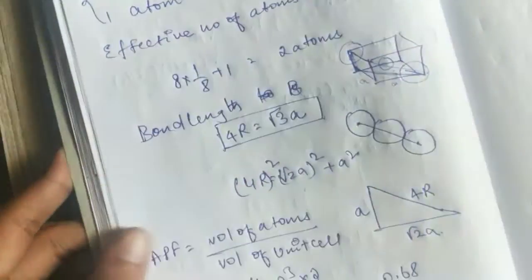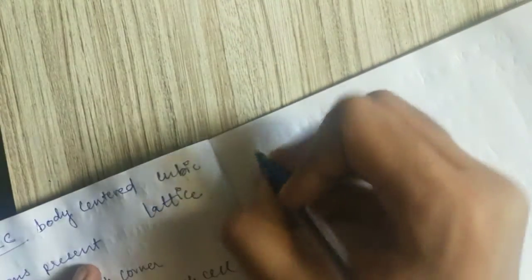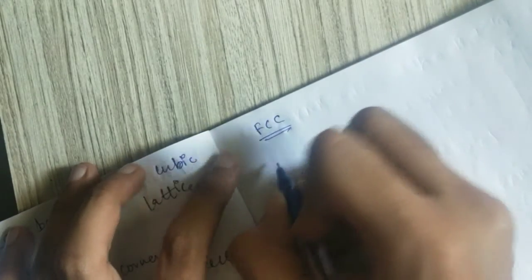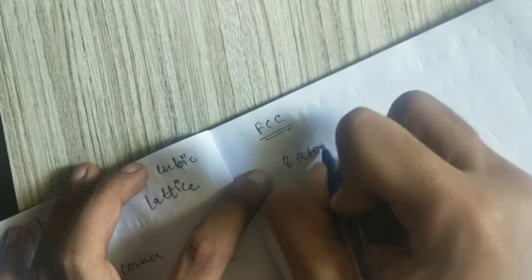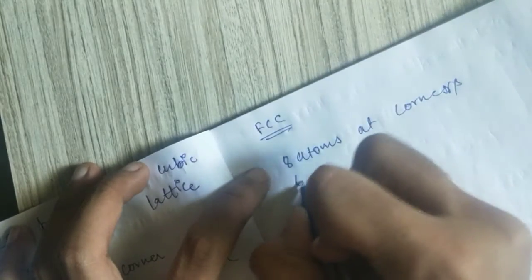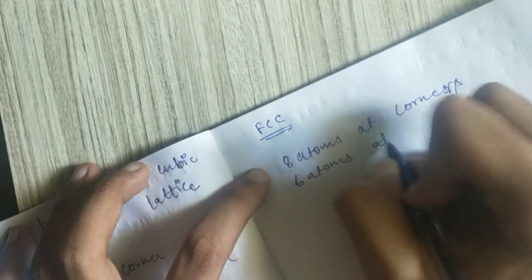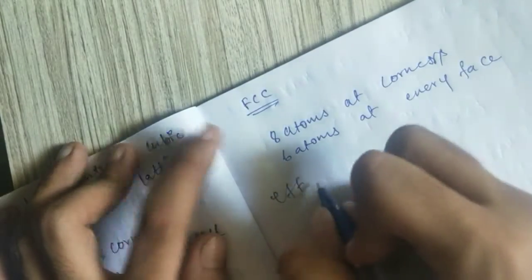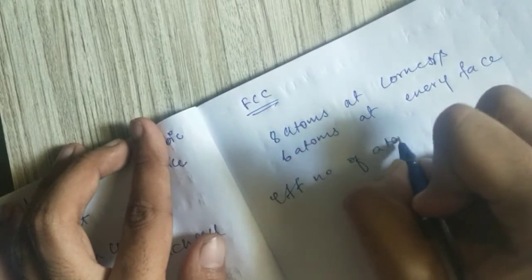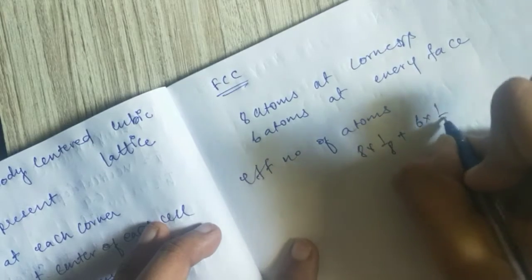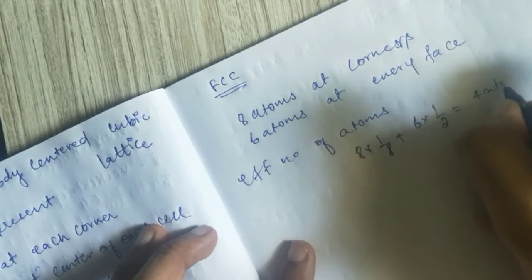And coming to the face centered cubic cell, this is called FCC. In FCC, the total number of atoms will be as follows. There will be 8 atoms at corners and 6 atoms at every face. Effective number of atoms: 8 into 1/8 plus 6 into 1/2. That is equal to 4 atoms. Okay.